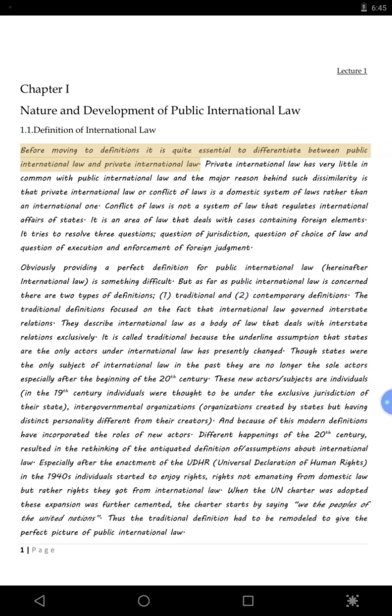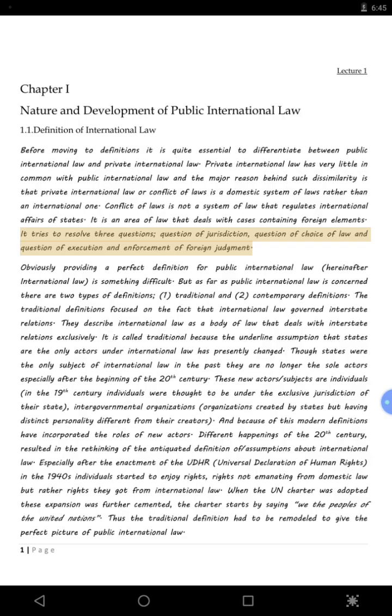Before moving to definitions, it is quite essential to differentiate between public international law and private international law. Private international law has very little in common with public international law, and the major reason behind such dissimilarity is that private international law or conflict of laws is a domestic system of laws rather than an international one. Conflict of laws is not a system of law that regulates international affairs of states. It is an area of law that deals with cases containing foreign elements.